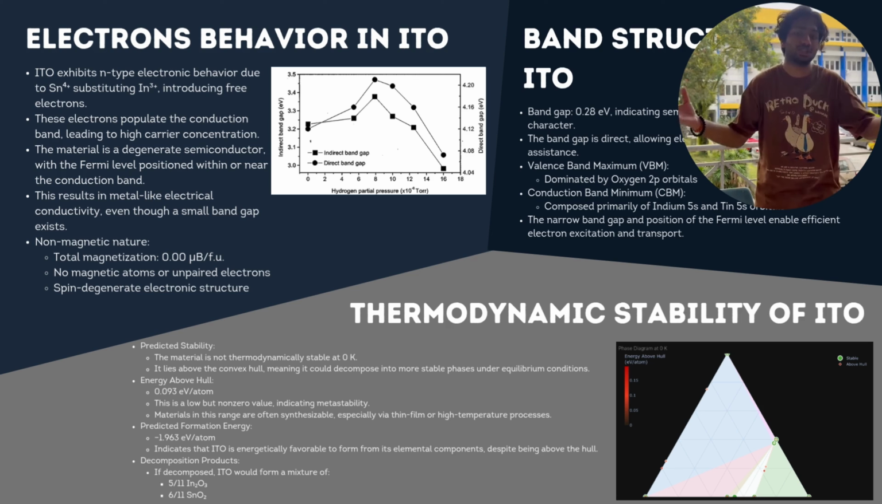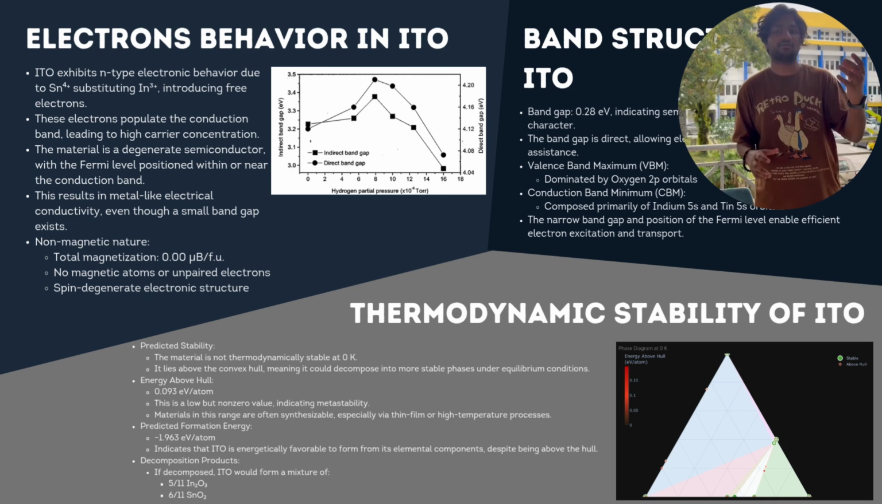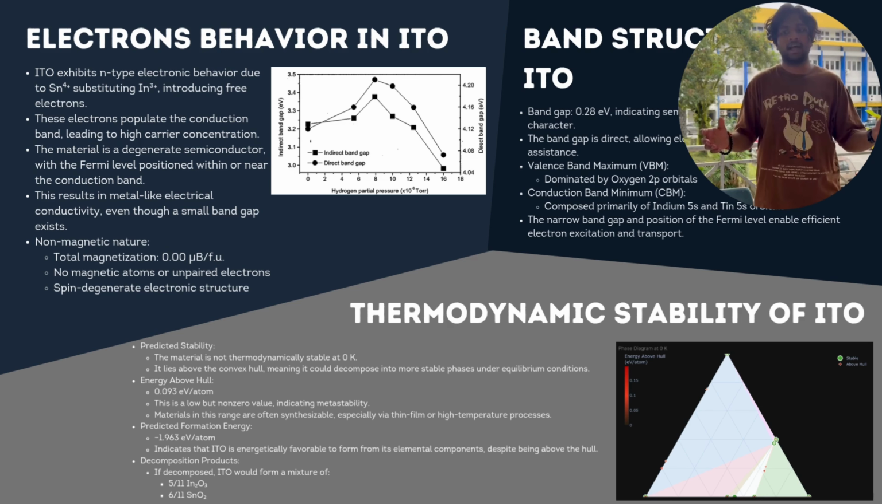Although it's not the most stable configuration at 0 Kelvin, it is still potentially synthesizable, especially under non-equilibrium conditions like thermal deposition. The formation energy is negative 1.963 eV per atom, indicating that forming In₂O₃ from its elements is energetically favorable. If it were to decompose, it would break down into a mixture of indium oxide and tin oxide, which aligns with its known binary oxides.